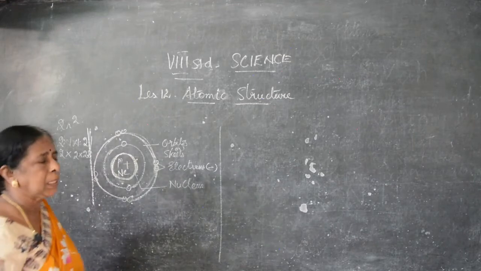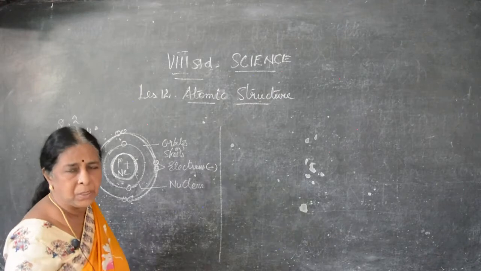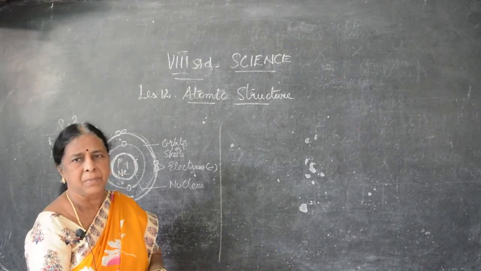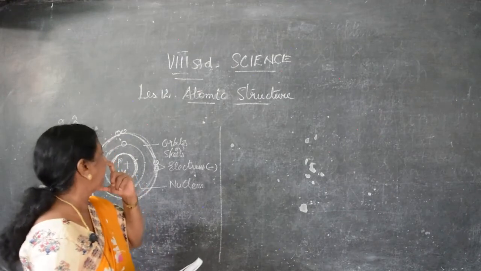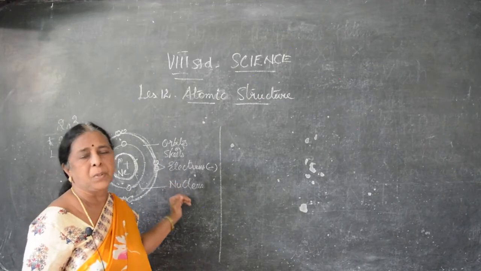So almost all the elements are made up of atoms only. Even our body is made up of atomic structure. Proton and electron are present in our body also. So the orbits are arranged. These are the fundamental particles of an atom.